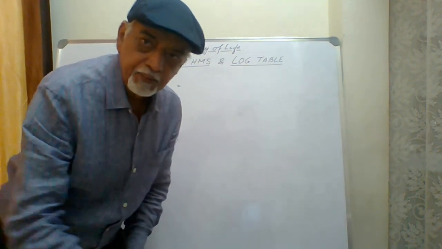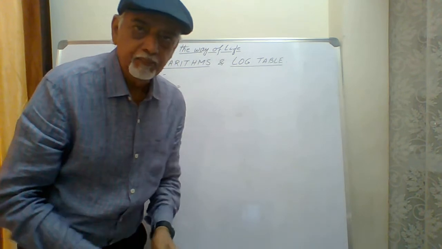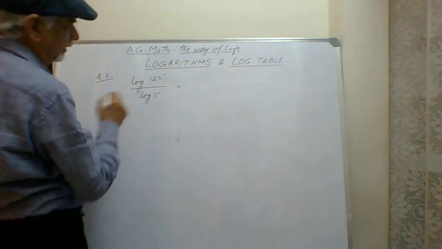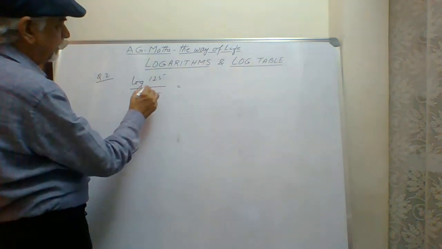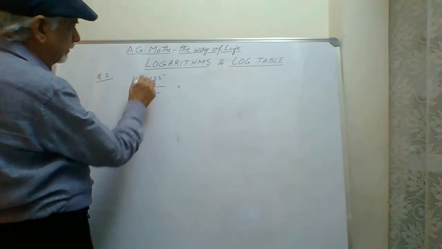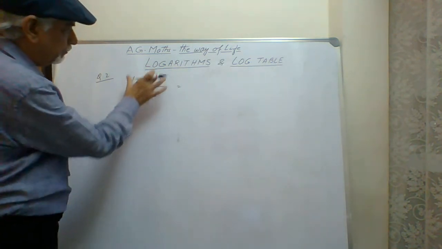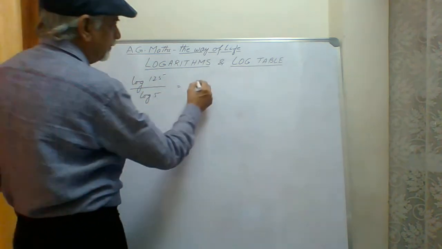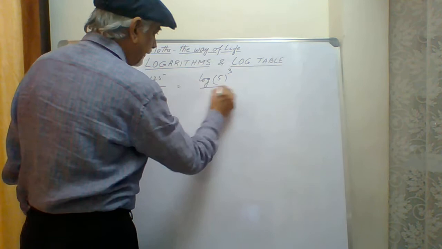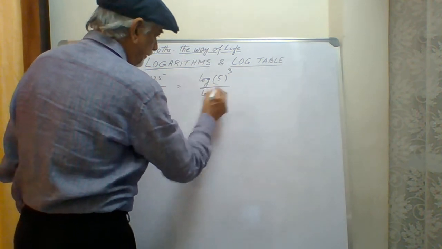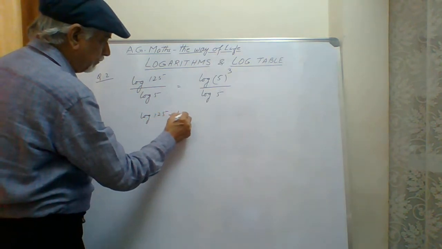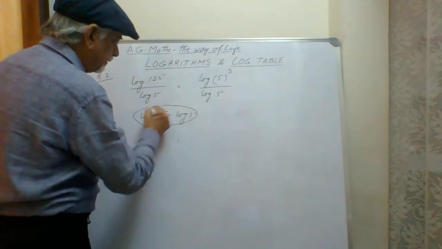Hello, to continue the same topic of logarithm, I wanted to show you one more problem: log of 125 by log 5. Now this cannot be written as log 125 minus log 5, because it is not in the same log value. It is a quotient of two log values. So we simplify this by writing log of 5 whole raised to the power 3 by log of 5. Never write this as log of 125 minus log 5. If you write this, it is wrong.